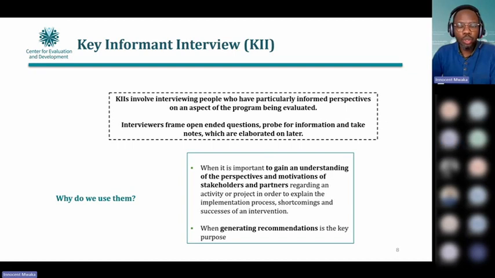And also when we want to generate recommendations. Sometimes when you're thinking about recommendations, you want to get different perspectives, from maybe implementing partners, but also from the people who have been participating in the project as different stakeholders. So this would be very helpful to do that.